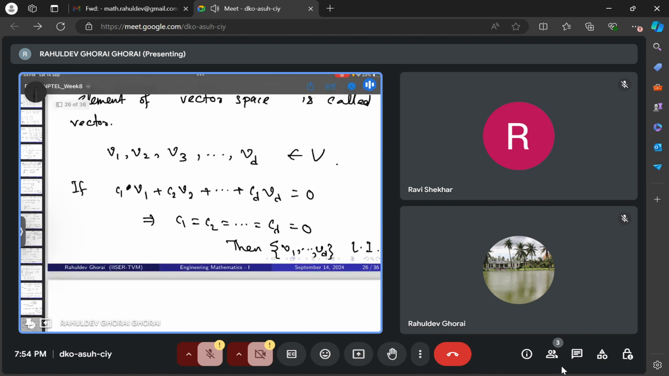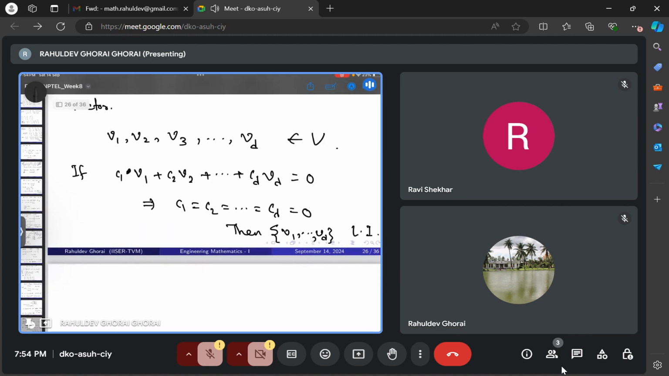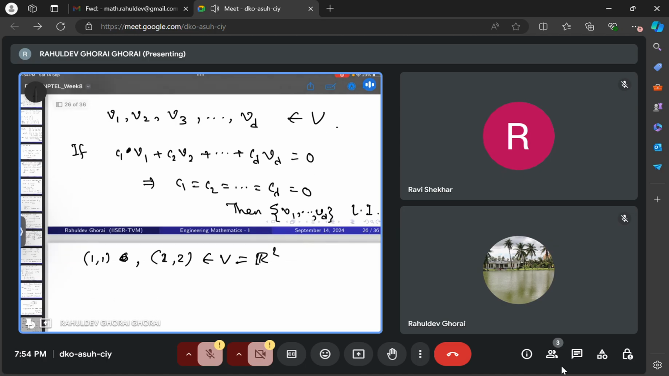Okay, that's called linearly independent or dependent. We will see how. Let's say (1,1) and (2,2) are in V, which is equal to R2. Can you check whether these two are really independent or dependent? From this itself, you can see it is linearly dependent, because (2,2) can be written as 2 times (1,1), right?